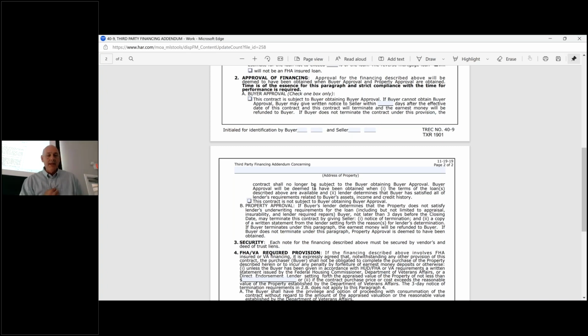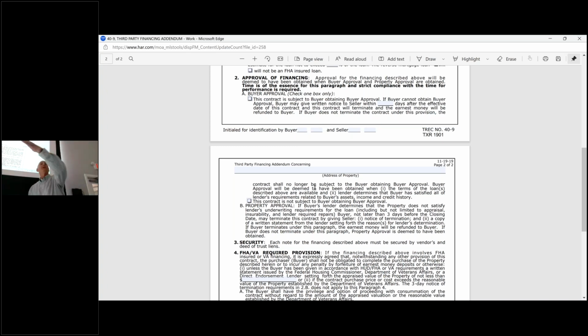If buyer cannot obtain buyer approval, buyer may give written notice to the seller within blank days after the effective date of this contract, and this contract will terminate and the earnest money will be refunded to buyer. If buyer does not terminate the contract under this provision, the contract shall no longer be subject to the buyer obtaining buyer approval. Buyer approval will be deemed to have been obtained when the terms of the loan described above are available and lender determines that buyer has satisfied all the lender's requirements related to buyer's assets, income, and credit history. What's a typical buyer approval period?